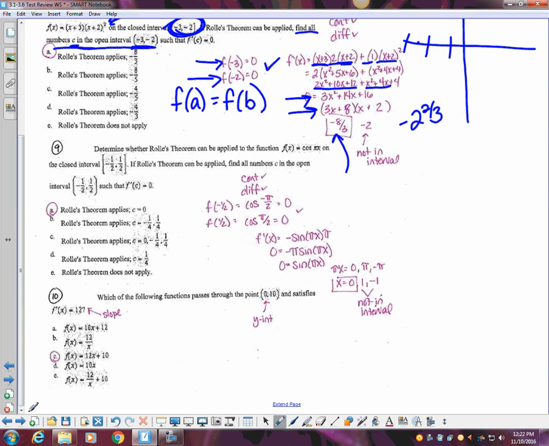Number 9, determine whether Rolle's theorem can be applied. Well, cosine of pi x is differentiable and continuous. I have to make sure that f of a equals f of b. So cosine of -pi/2 is 0, and cosine of pi/2 is 0, so both those are good. I find the derivative. I set it equal to 0, divide by -pi to make it easier. I'm looking for where is sine 0. Well, that happens at 0 and pi.